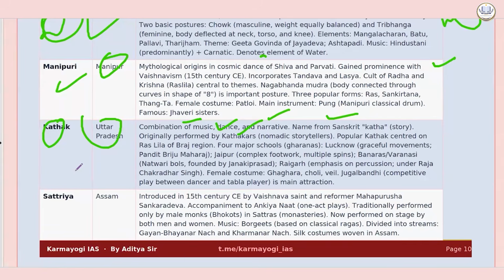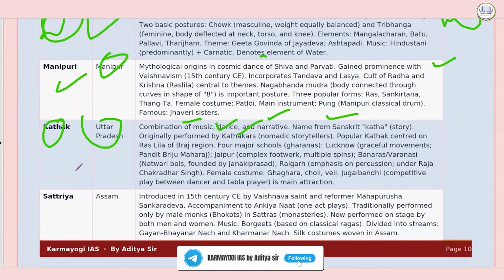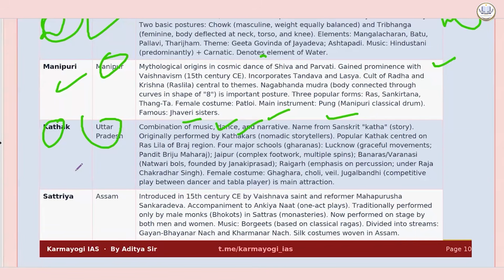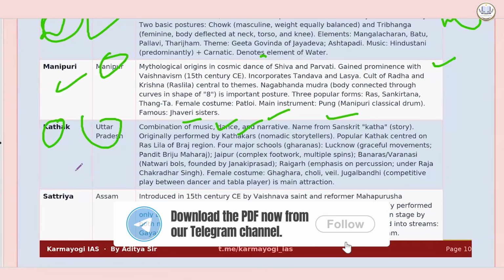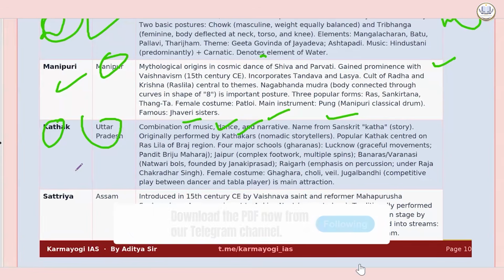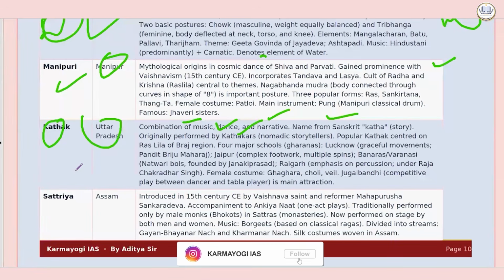Female costumes include Ghagra, Choli, Veil. Jugalbandi is a competitive play between two dancers. The dancer and the tabla player, to be specific, are the main attraction. The dancer will dance on the change of the ragas by the tabla player.